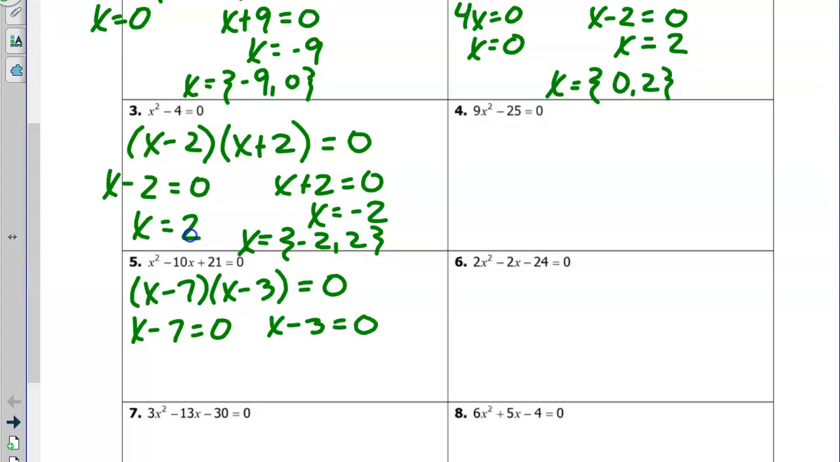For the x minus 7 equals 0, what is x equal? And for the x minus 3? 3. Very good. Solution sets, so we have 3, 7. Again, that's where it's going to cross the x-axis. Hopefully you made that connection. That the solution set is still where it's crossing that x-axis. It's just a different way to solve it.